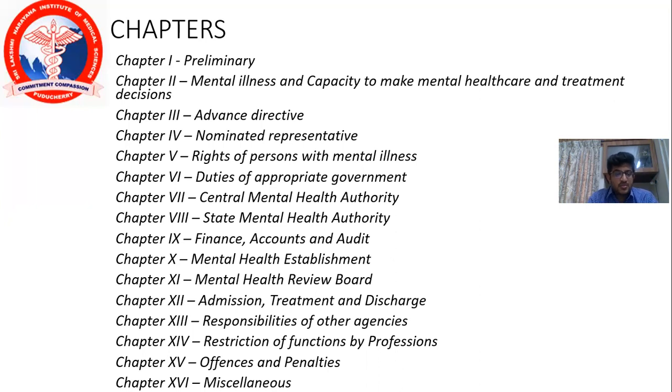The 10th chapter is about mental health establishments. The 11th chapter is about the Mental Health Review Board. The 12th chapter is about admission, treatment, and discharge. The 13th chapter is about the responsibilities of other agencies. The 14th chapter is about restriction of functions by professions. The 15th chapter is about offenses and penalties. And the 16th chapter is about miscellaneous items.